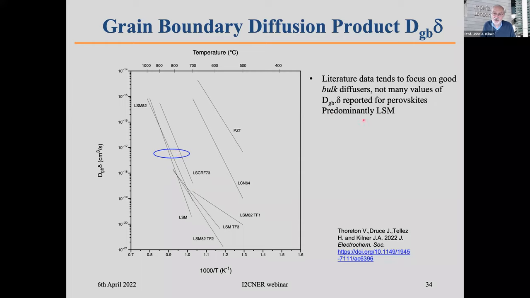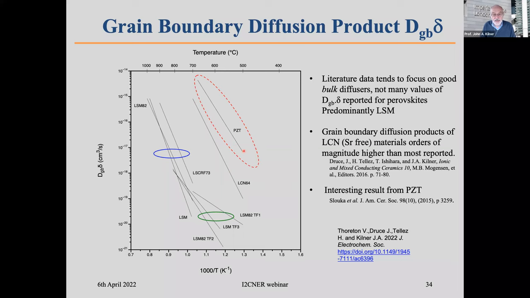For the high diffusers, you don't see these grain boundary tails. And so the literature data is mainly confined to LSM and LSCrF. Here are the thin films that have been made of LSMs. Again, the activation energy looks slightly different from those in the ceramic samples. Here's one of those strontium-free perovskites. It's a little bit higher.